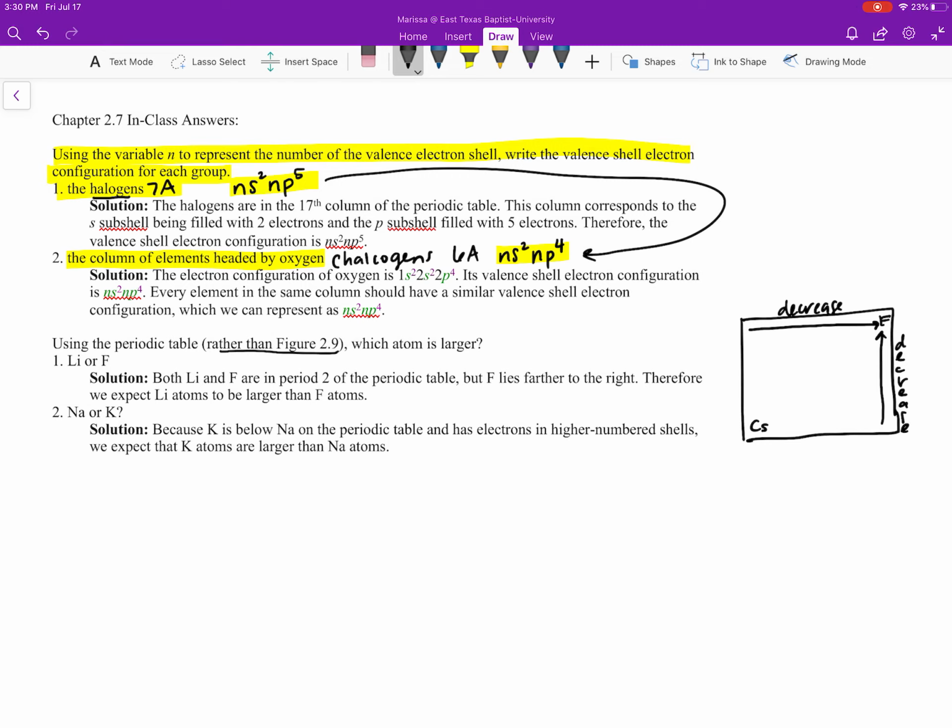The other way of thinking about it is that it's going to increase as we go away from fluorine towards cesium. So looking at this, we have lithium or fluorine. Well, I just said that fluorine is going to be the smallest. Lithium is over here on the left-hand side, so we know that it's going to be larger than fluorine. So in this case, lithium is larger than fluorine.